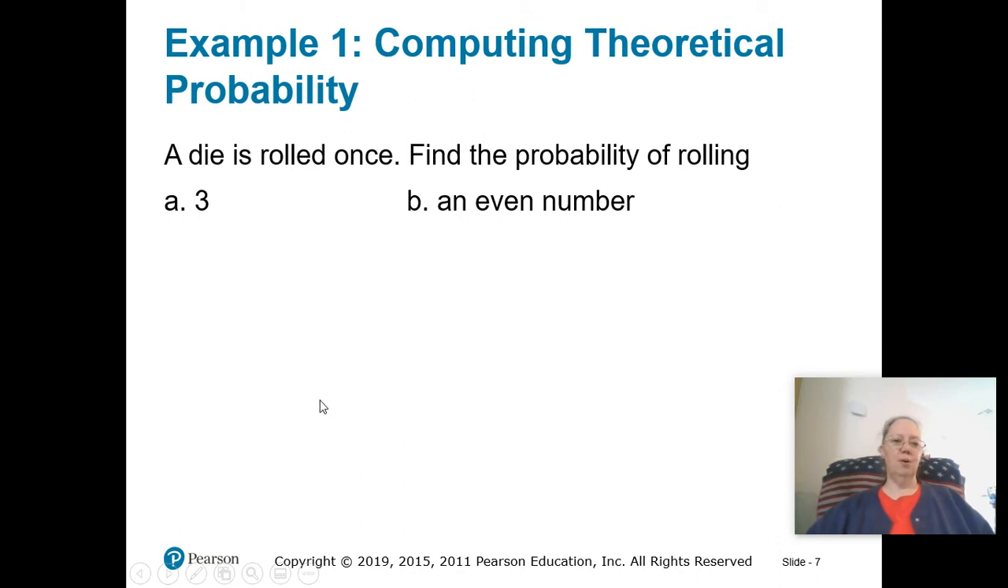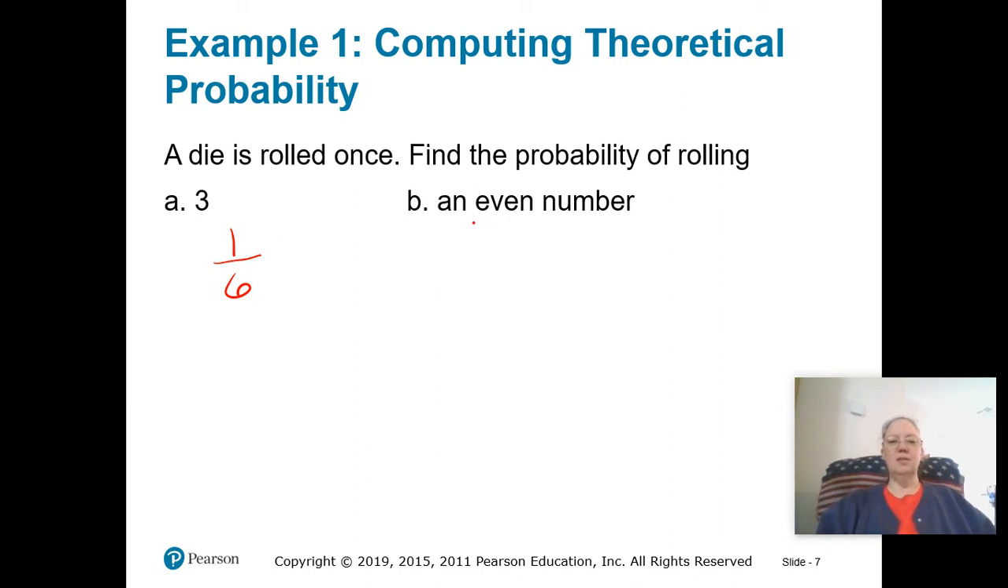For example, we have a die, it's rolled once. Find the probability of rolling a 3. Well, they're talking about a 6-sided die, not any of those unusual dice. There's only one 3 on a 6-sided die. So there's only one way to get what we want, which is a 3, out of 6 total possible outcomes. It could be a 1, a 2, a 3, a 4, a 5, a 6. So altogether there are 6 total possible outcomes, and only one way to get what we want.